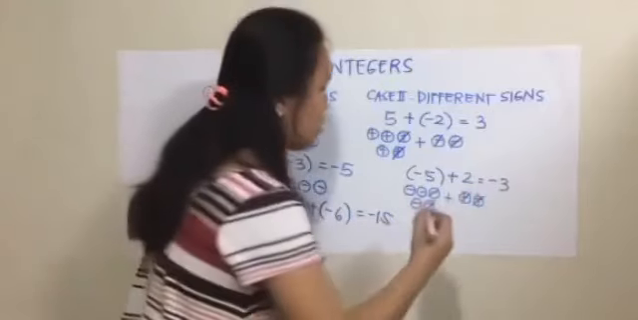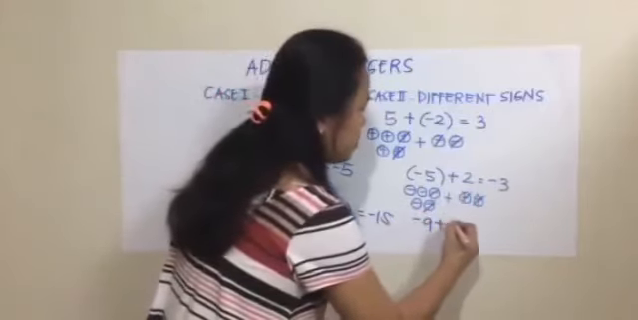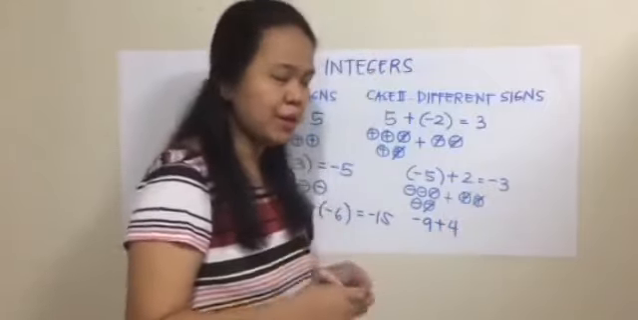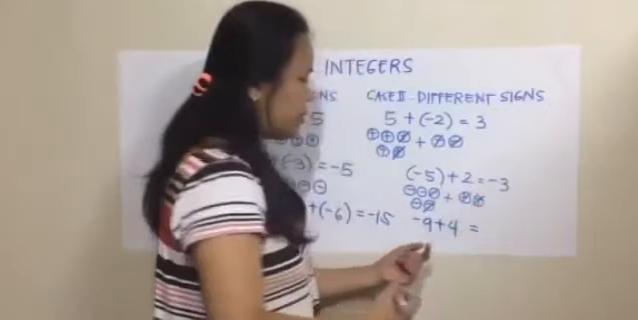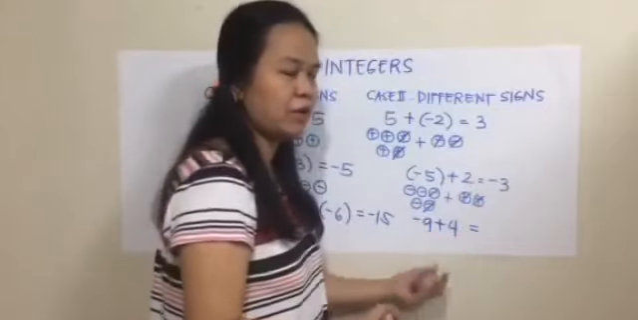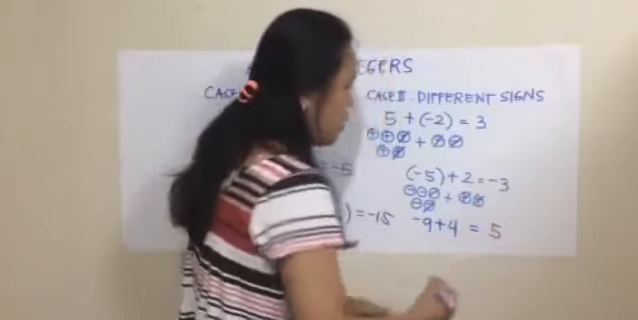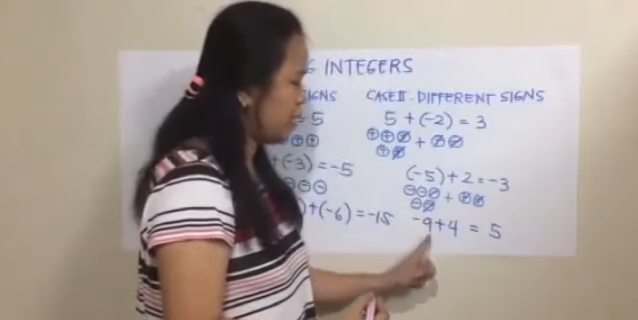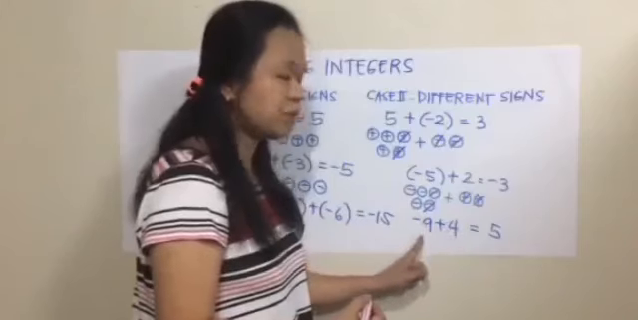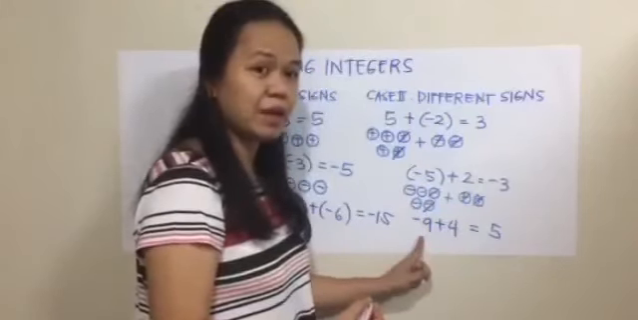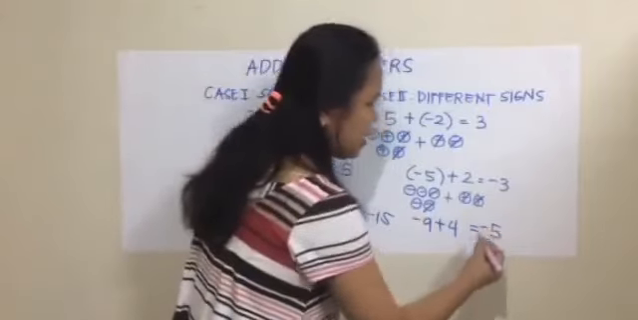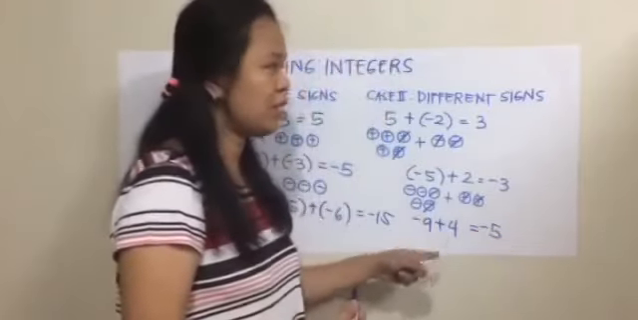Okay, let's say you have negative 9 plus 4. What do you think is the answer? So the rule is subtract the numbers. 9 minus 4. The answer is 5. And which one is bigger? 9 or 4? Okay. 9 is bigger than 4, and then you have to copy the sign of the bigger number. The sign of the bigger number is negative, so your answer is negative. And that will give you negative 5.